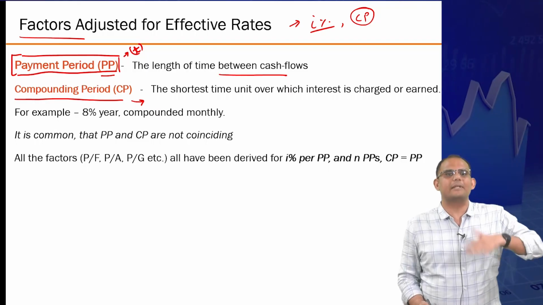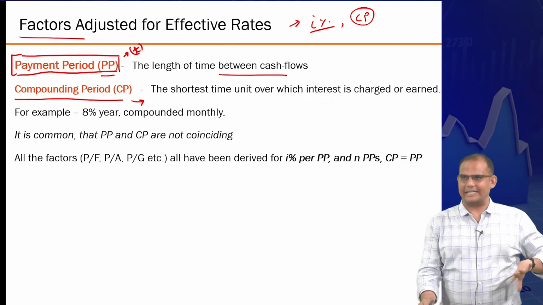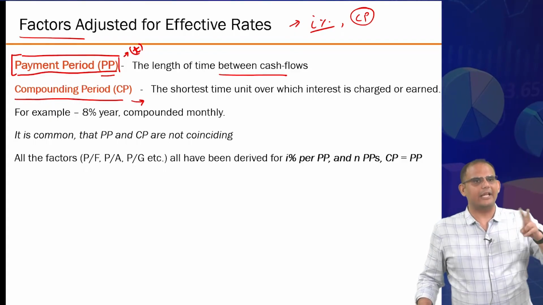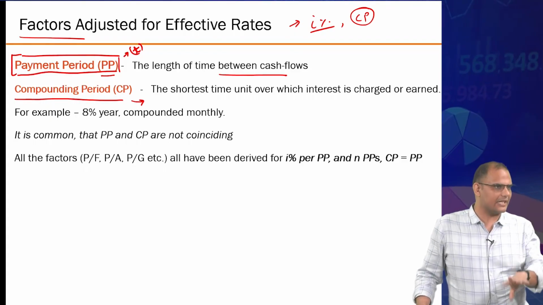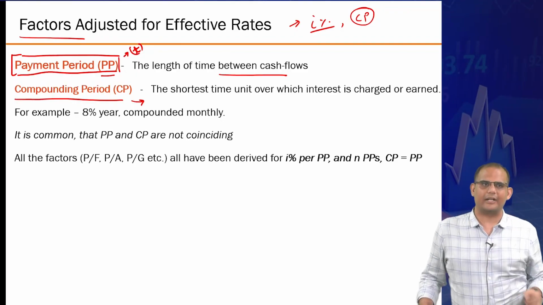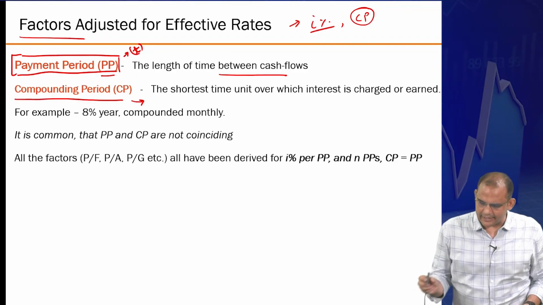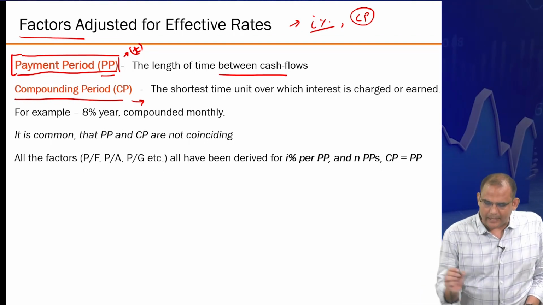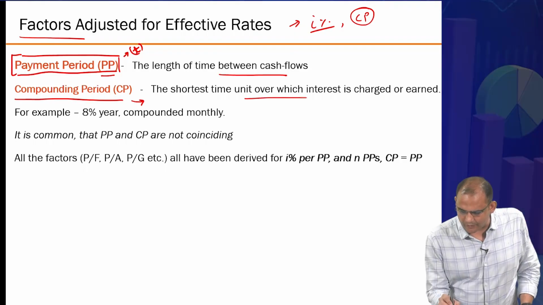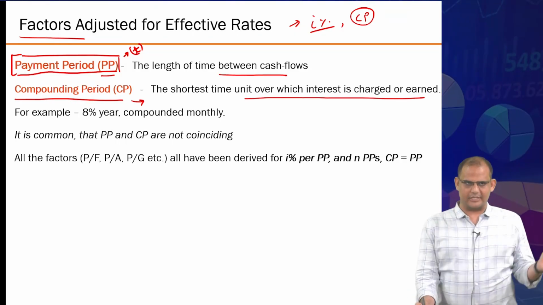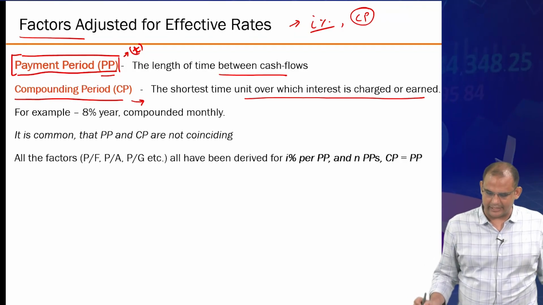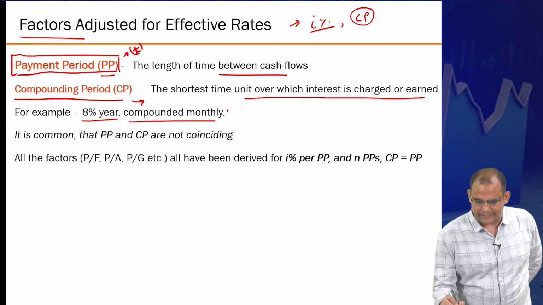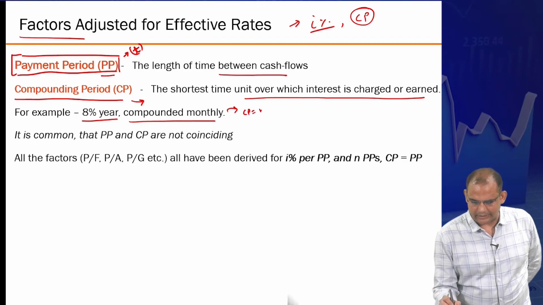Payment period is your business-driven needs or your own personal needs, or whatever the situation you have been given in a particular question. Therefore, there has to be a match between them, and that's what we are trying to do: reflect the formulas according to them, right? So payment period is the length of time between cash flows. Compounding period is the shortest unit of time over which the interest is charged or earned. This remains the same as what we saw yesterday. So for example, for 8% per year compounded monthly, the CP here is essentially a month, right?